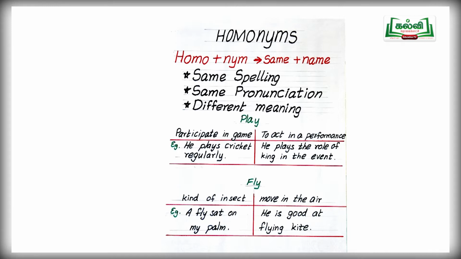Now let's talk about homonyms. Homo plus nym. Homo means same, nym means name. These two words combine to form homonyms. Homonyms have same spelling, same pronunciation, different meaning. Shall we see the example? The word play. We use the word play in two contexts. First one is to participate in a game. Example, he plays cricket regularly. Second one is to act in a performance. Example, he plays the role of king in the event.